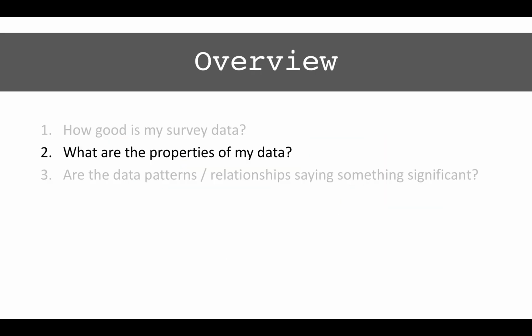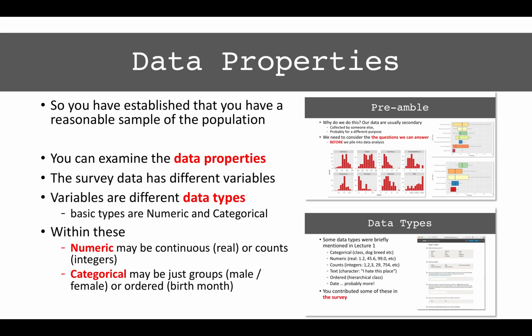The second part of the practical, and the lecture, is all about understanding the properties of the data. Okay, what we're interested in is examining, identifying interesting, potentially useful trends. So in the first part of the lecture and the practical, we've established that we've got a reasonable sample of the population. We're happy with the standard errors. And now we can start examining the data properties.